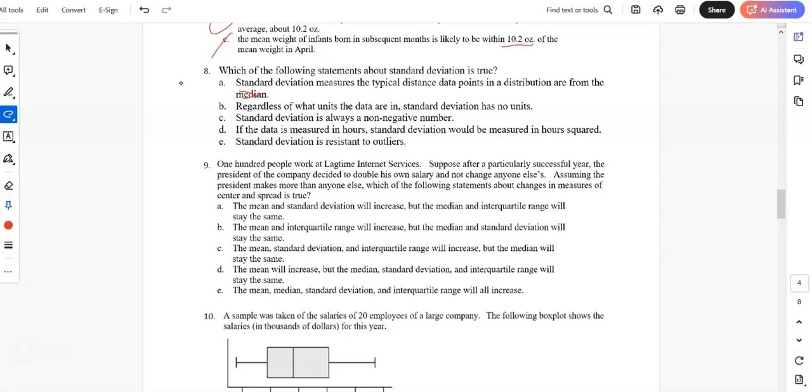Standard deviation is always a non-negative number. That is correct. You're squaring values in the formula. There's no way it can be negative. So I am going to cross out B.